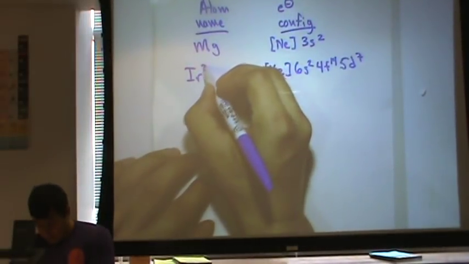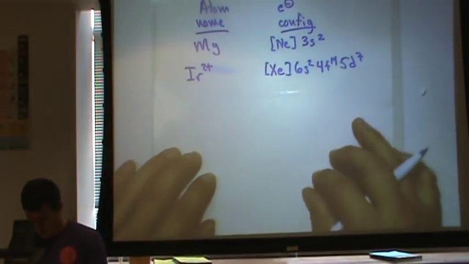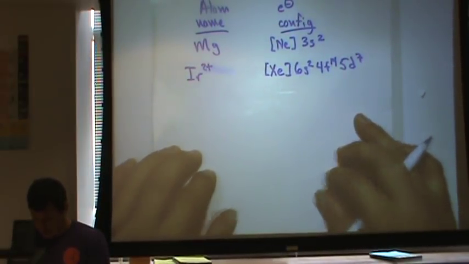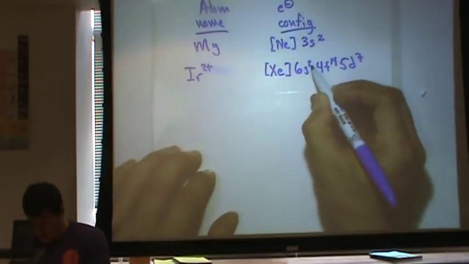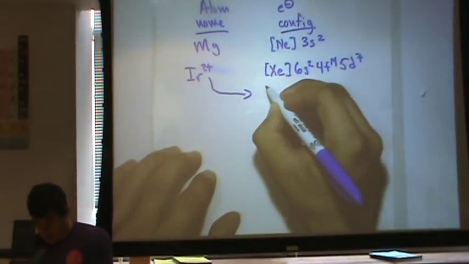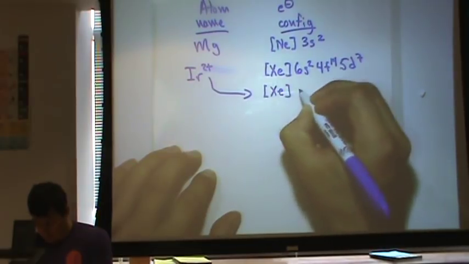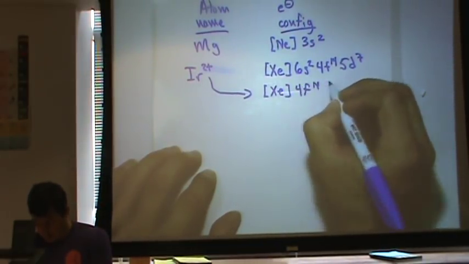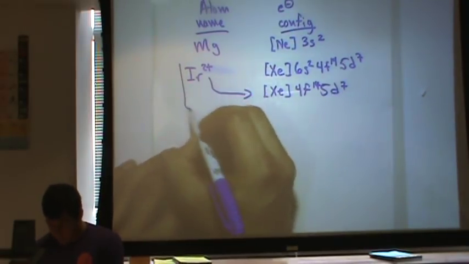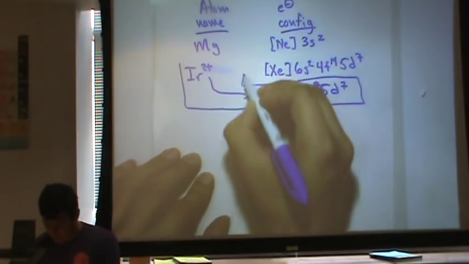But if I did iridium 2 plus, remember I stated earlier that you want to remove electrons from the S shell first. So I would remove these two electrons from the 6s2 orbital, thus giving me an electron configuration of xenon, 4f14, 5d7. And this would be the final answer for this cation.